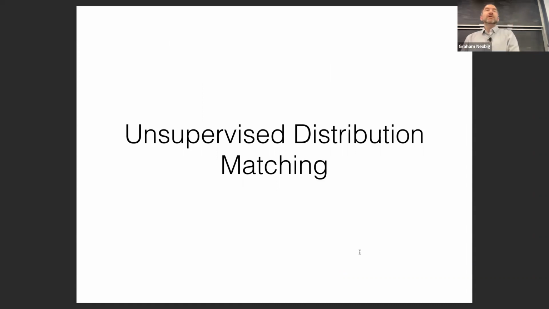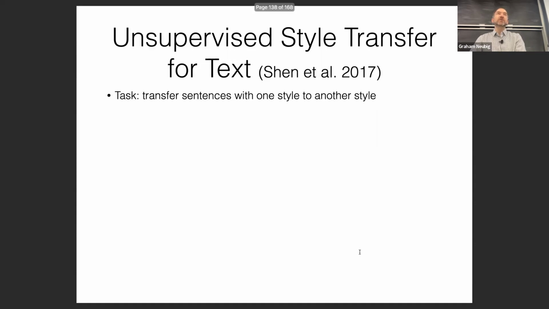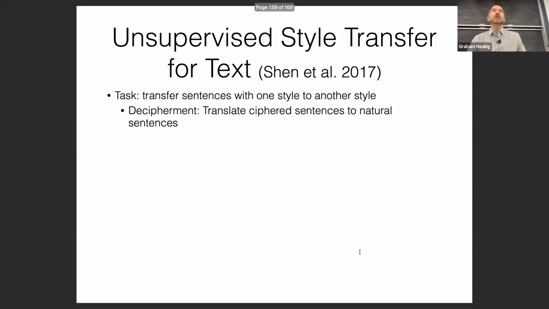So another thing that you can do is unsupervised distribution matching. To give one example, this is something that I started talking about last week, but I'm going to talk about it in more detail this week. And this is unsupervised style transfer for text. Unsupervised style transfer basically means you want to transfer sentences with one style to another style.